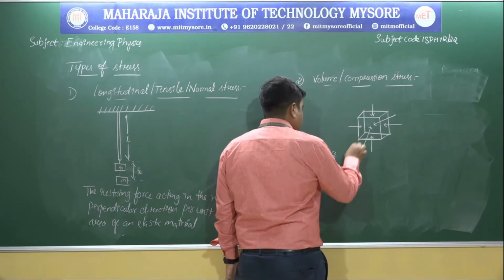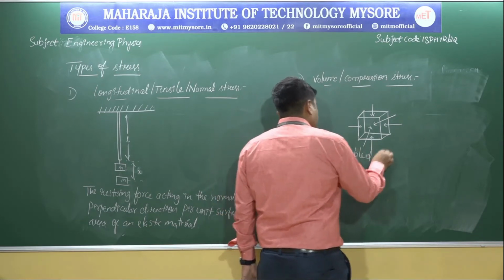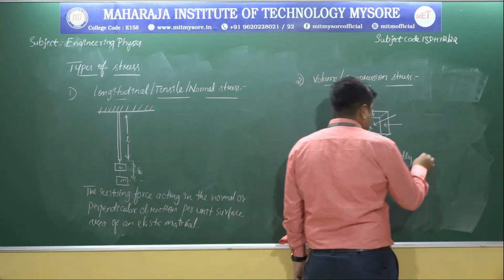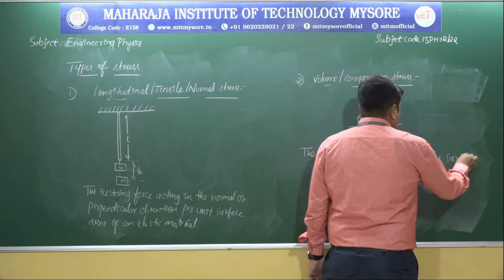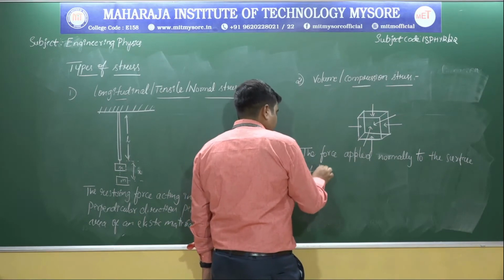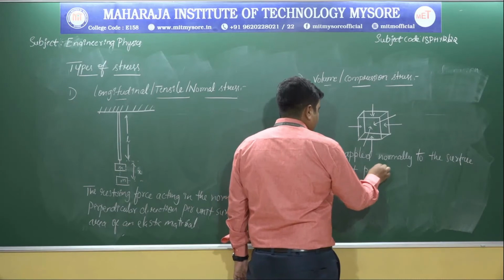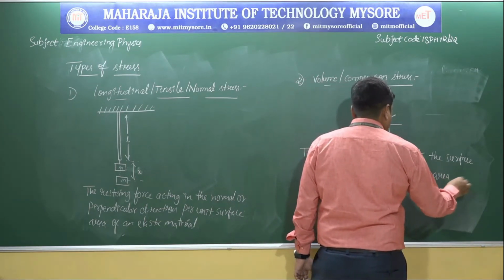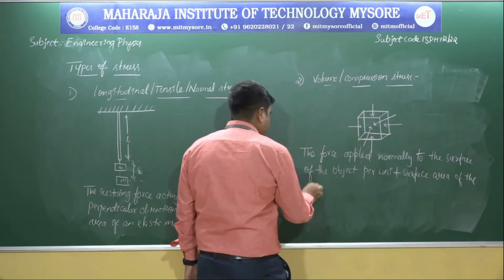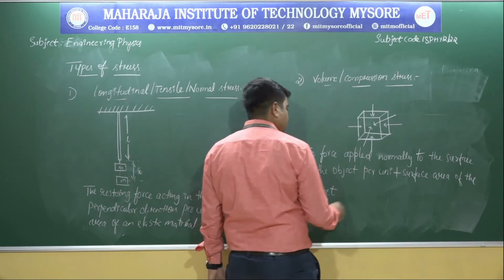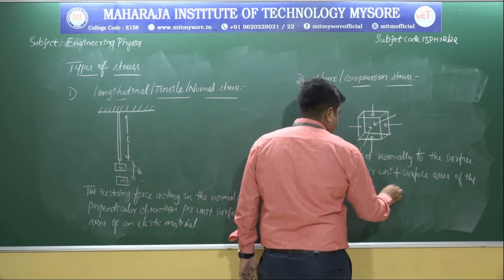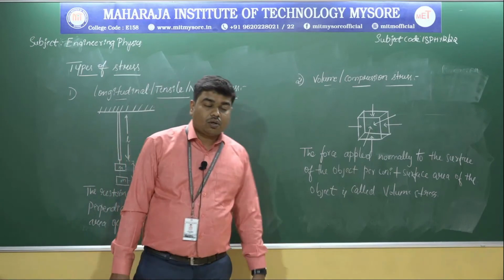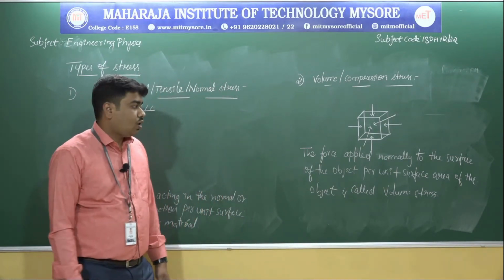The force applied normally to the surface of the object per unit surface area of the object is called volume stress. So here the force is applied normally to the surface area of the object per unit surface area, and that we call the volume stress.